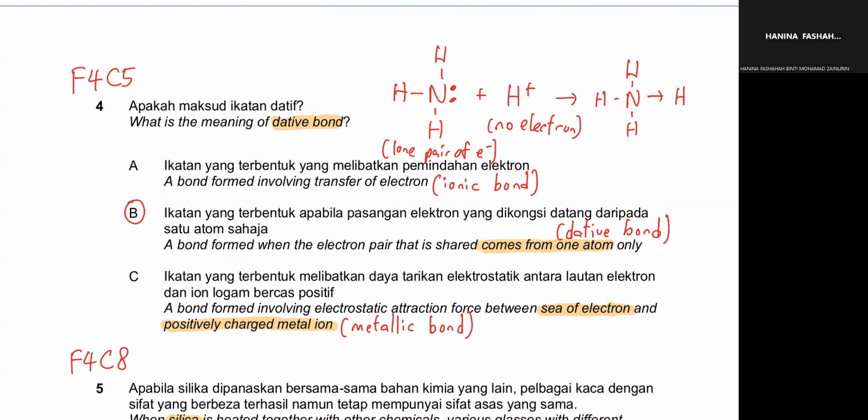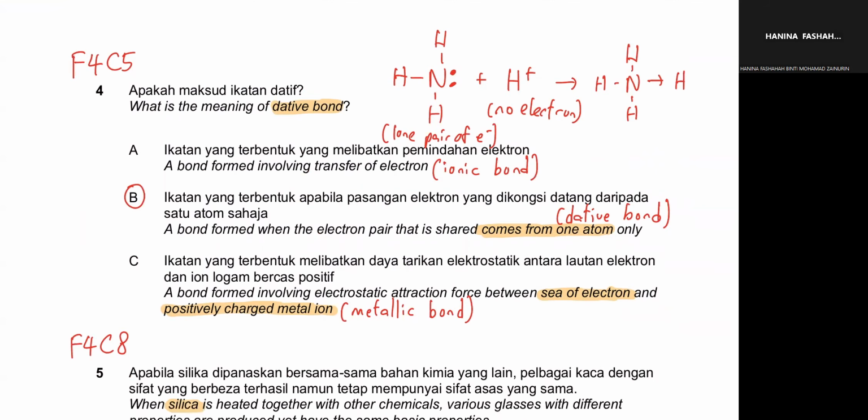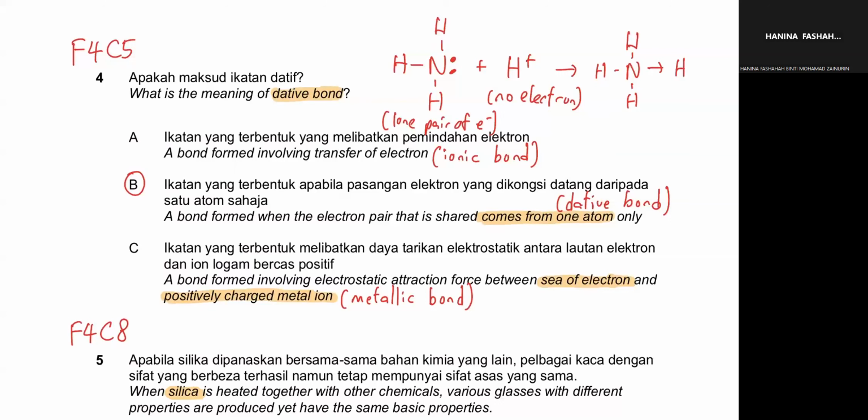This one related to dative bond. If you need explanation, just tell me. Question four is B, related to dative bond. Dative bond means one kind of covalent bond, but only contributed from one side. Like one side is rich, one side is poor. So for example, NH3 has a lone pair of electrons. H plus doesn't have any electron, but they still share a bond.